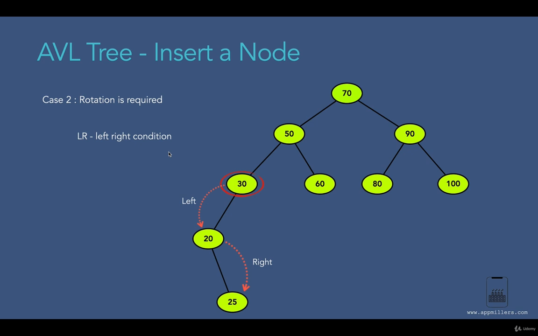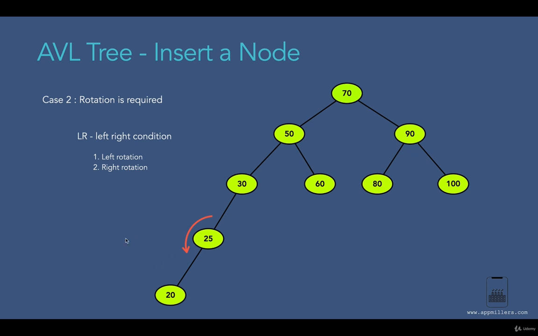In the case of the left-right condition, as the name suggests, we first do a left rotation, then a right rotation. An important point is that we do the left rotation for the left child of the disbalanced node. In this case, the left child of the disbalanced node is 20, so the left rotation is done for this node. After the left rotation, 20 becomes the left child of 25, and 25 becomes the parent of 20.